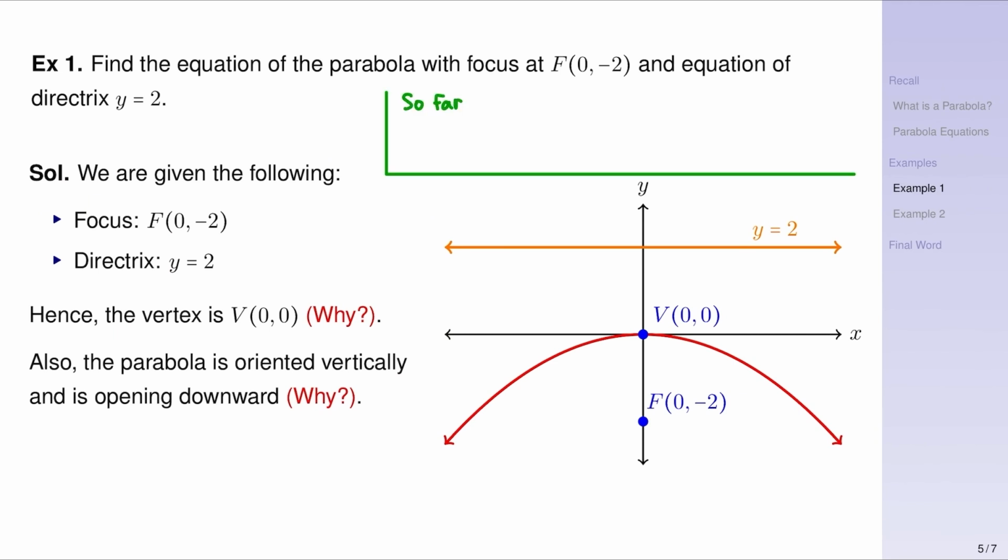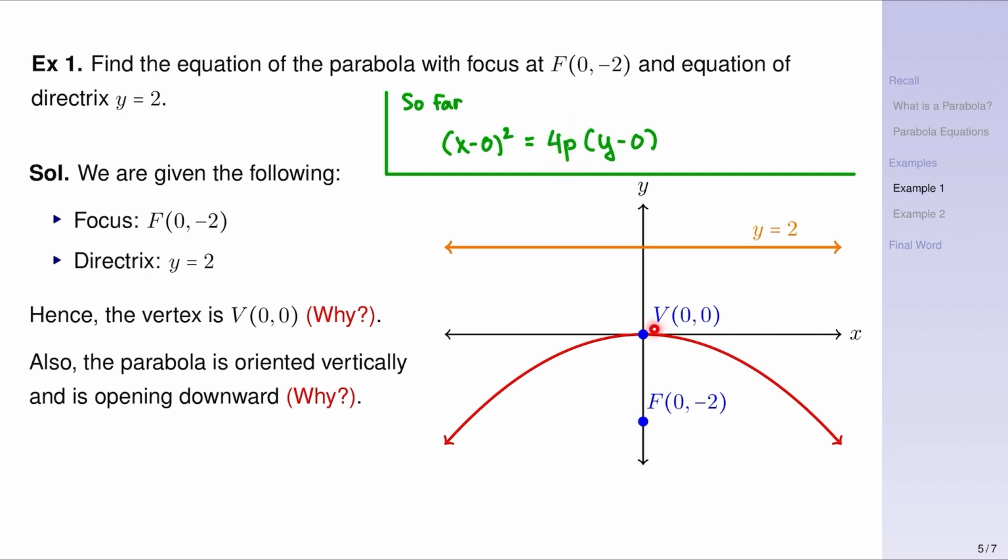So far, from the vertex, we know that we have the equation, oriented vertically, given by (x minus 0) squared equal to 4p times (y minus 0). Here, we obtain that from the vertex, and then the squared variable is x since the parabola is oriented vertically. So this time, our only problem is determining the p out here.